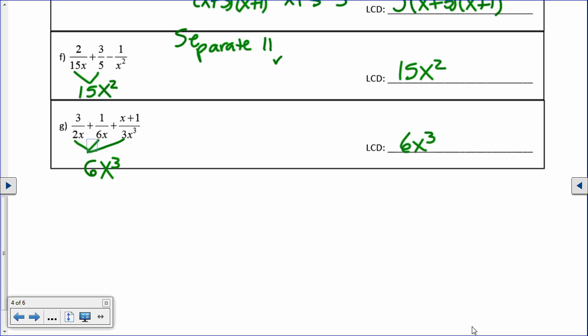So is everybody okay with finding the common denominator with the factoring types and then monomial types? I need to make sure everybody's clear with this before we go on to the next page. Yes? Okay.